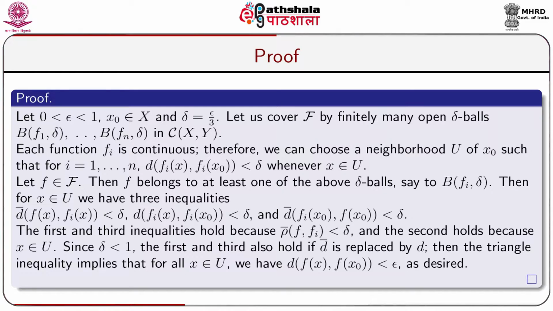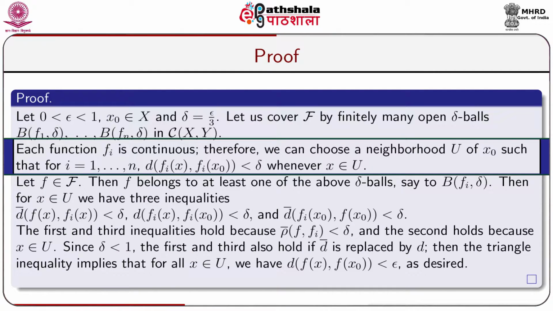Now let us set delta equal to epsilon by 3 and let us cover script F by finitely many delta balls, say B(f1, delta), B(f2, delta) up to B(fn, delta) in C(X,Y). Why can we do this? Because script F is totally bounded and hence it has a finite epsilon net for any positive real number epsilon. So, for the positive real number delta, script F must have a finite delta net. Here that finite set is f1, f2, up to fn.